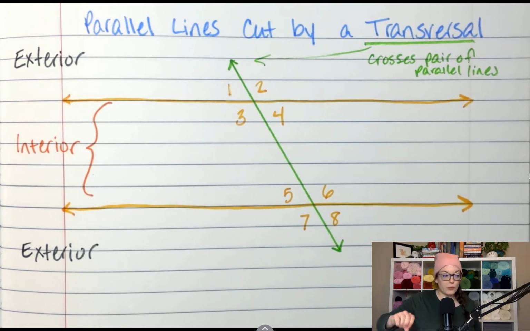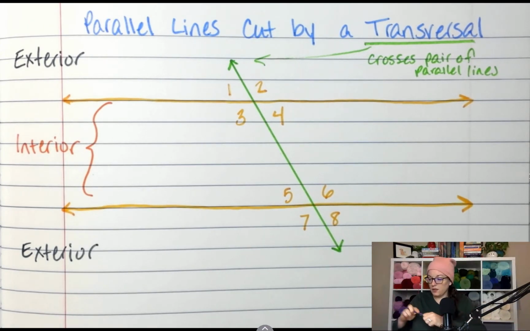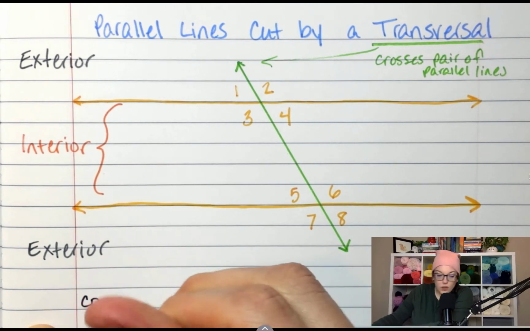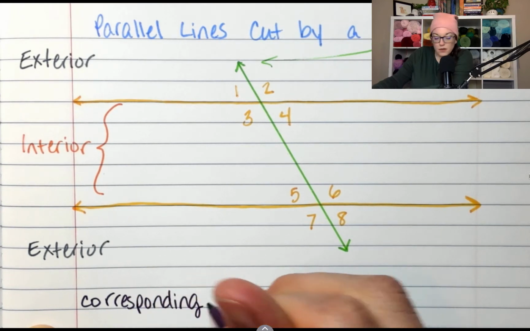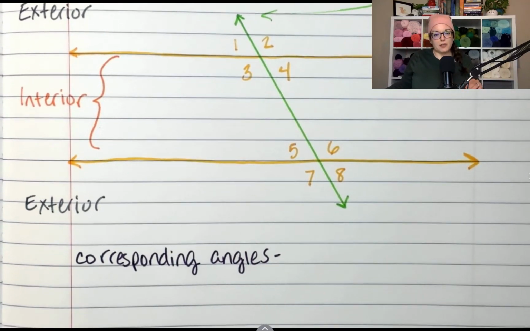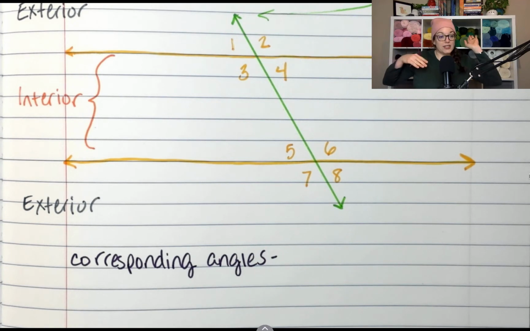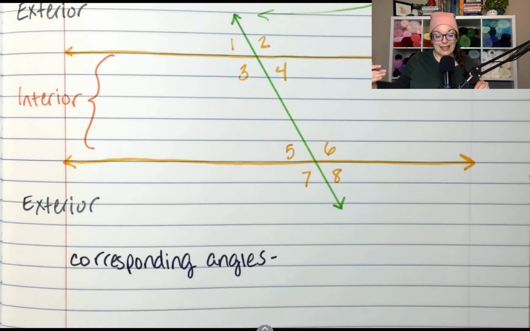All right. The first word that's different is corresponding angles. Remember how when we talked about similar figures that corresponding sides was the same side on the other shape, and corresponding angles was the same angle but on the other shape. Corresponding angles in this situation is the same thing. So you could also kind of think of it like copy paste.